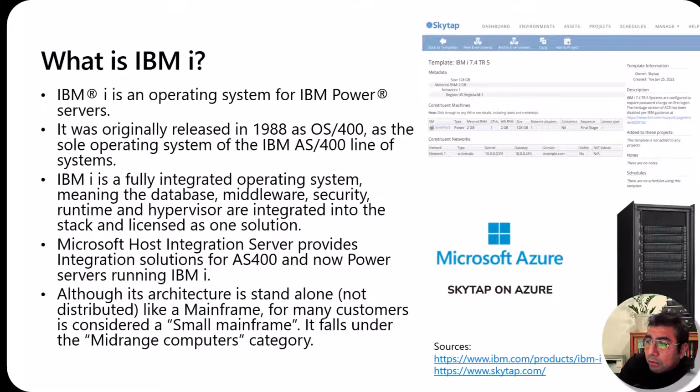IBM I is an operating system for IBM power servers. It was originally released in 1988 as OS400 as the sole operating system for the IBM AS400 line of systems. It is known as being a fully integrated operating system, meaning that the database, middleware, security, runtime, and hypervisor are integrated into the stack and licensed as one solution. Microsoft Host Integration Server provides integration solutions for AS400, I-Series, IBM I, and now power servers running IBM I. Although its architecture is standalone, not distributed like mainframes, for many customers it is considered a small mainframe. It falls under the mid-range computers category.